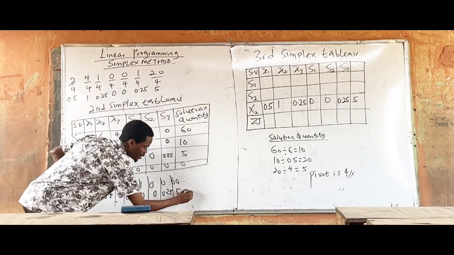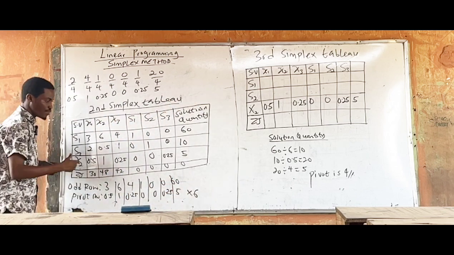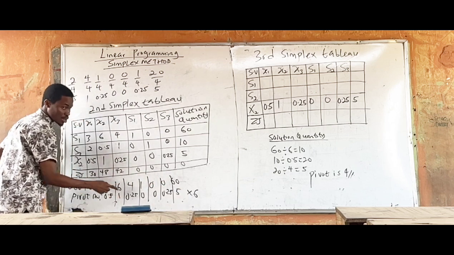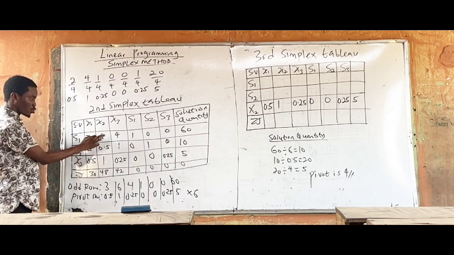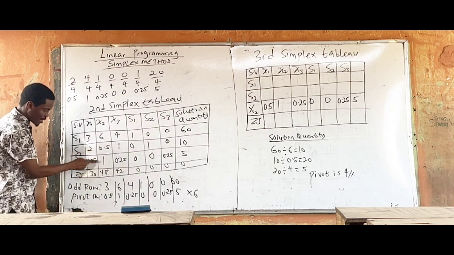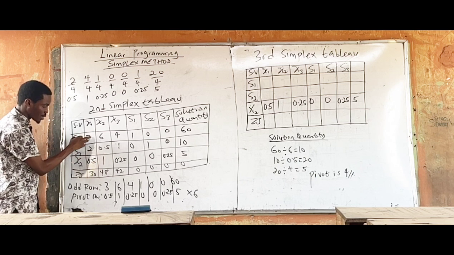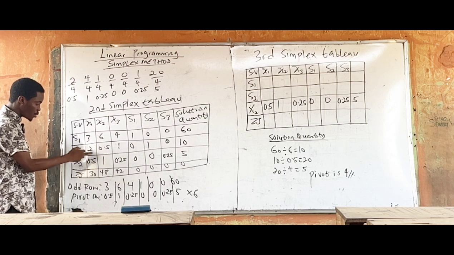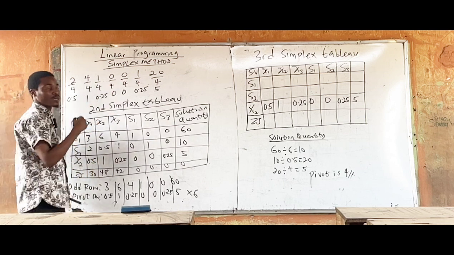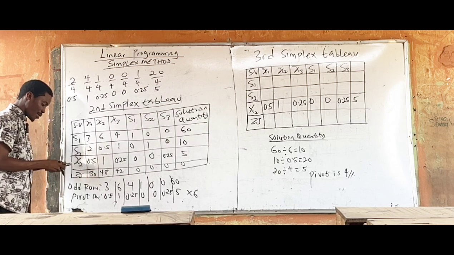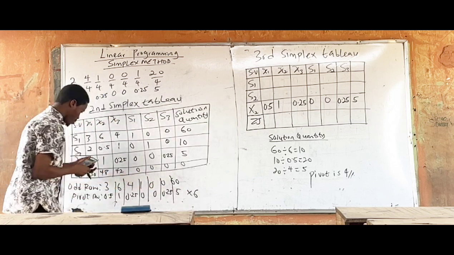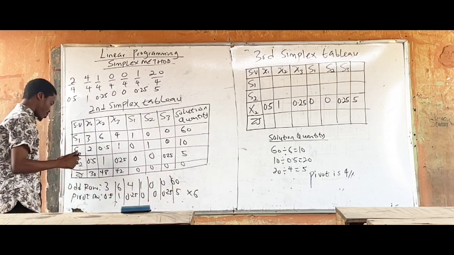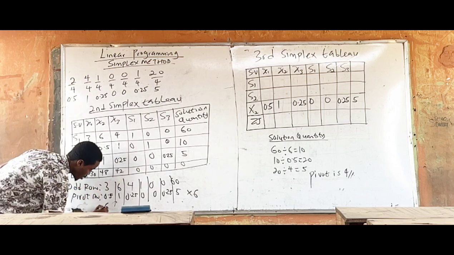So if I multiply these elements here by 6, it means 6 times 0.5 is 3. If I now subtract 6 minus 6, I'm going to get 0, because I want to make this one 0. It means I'm going to multiply 6 by my pivot element, then subtract it from my x1 old row to get the third simplex table. So 0.5 times 6 is 3. Then I multiply 6 by this, or 0. So 3 minus 3, I got 0.